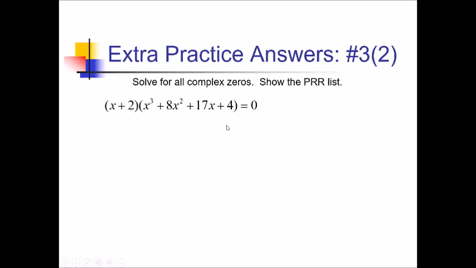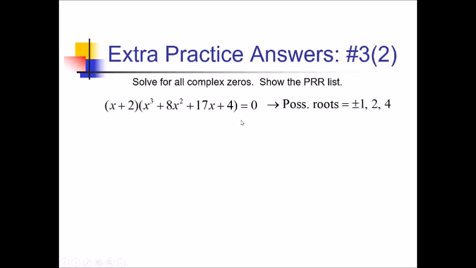So let me go ahead and just generate a new list of possible rational roots because I've got a smaller polynomial now. Now my constant is 4 instead of 8. So now the only things I have to try are plus or minus 1, 2, and 4, not 8. So let me go ahead and try those in my calculator.